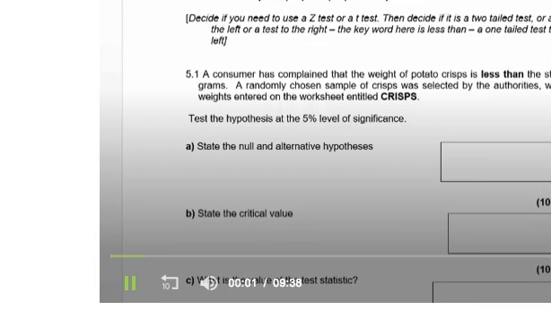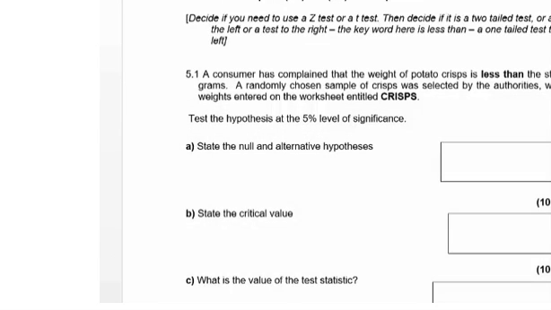For this question, we need to look at the CRISP worksheet in order to identify which test we are going to use. So first we are going to state the hypothesis. The alternative hypothesis will be less than 30 grams. Now we are going to look at the critical value.